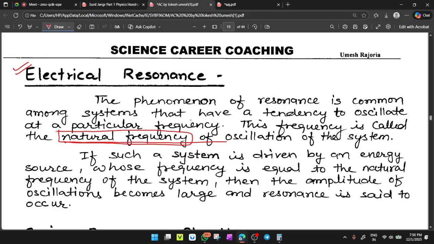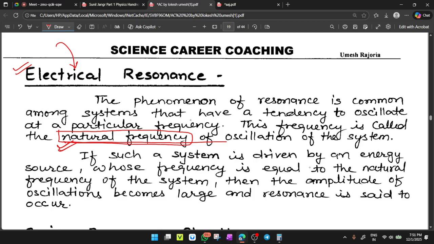This is natural frequency. To understand the meaning of resonance, everywhere, not only for electrical purposes, you must know about the concept of natural frequency. The phenomenon of resonance is common among systems. They have a tendency to oscillate at a particular frequency. So every system has its own frequency. This is called its natural frequency of oscillation of the system.